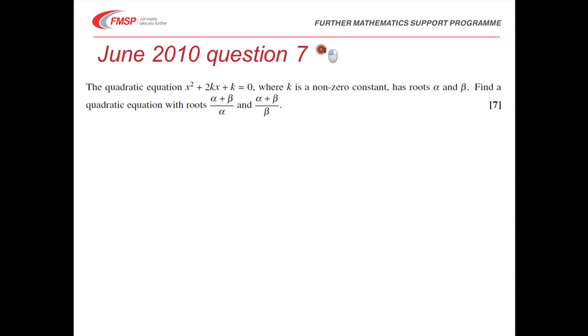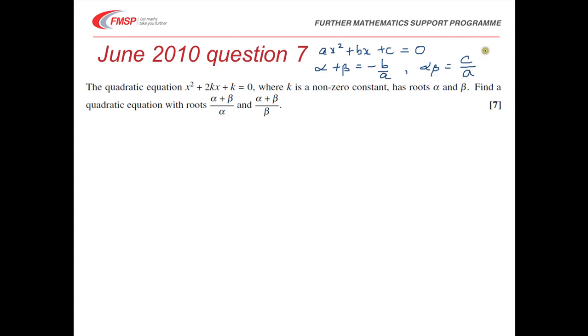So the first thing it's worth reminding ourselves about is that if we have a quadratic equation ax squared plus bx plus c equals 0, and the roots are alpha and beta, then the sum of the roots, alpha plus beta, is minus b over a, and the product of the roots is c over a. So that's the theory behind the question, and that's what we need to know.